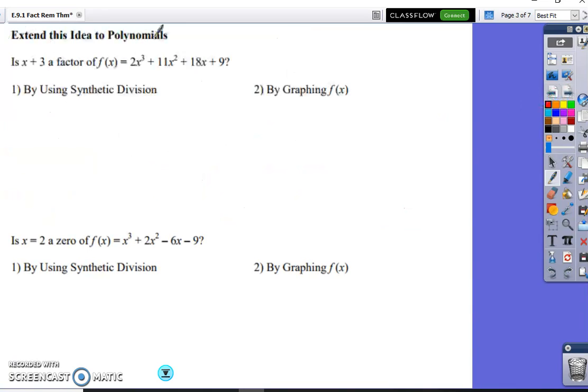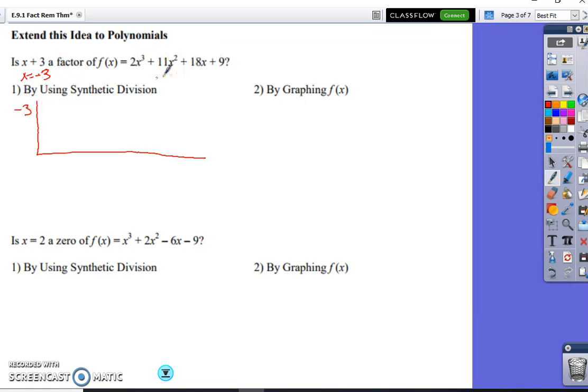Okay, so let's take this idea into polynomials. Is x plus 3 a factor of f of x equals 2x cubed plus 11x squared plus 18x plus 9? So the question here is, does this divide evenly into this? We know how to divide by this, so all we're looking for is a remainder of 0. If I'm going to divide by this, remember that the number that I'm putting in the front is actually a negative 3. We always put the opposite, which is the solution to x plus 3 equals 0, so x equals negative 3. So we're putting our negative 3 out here.